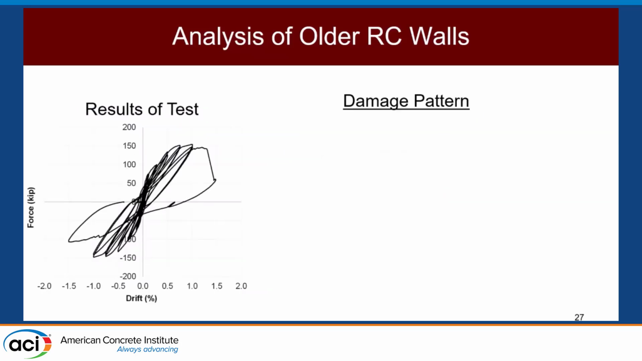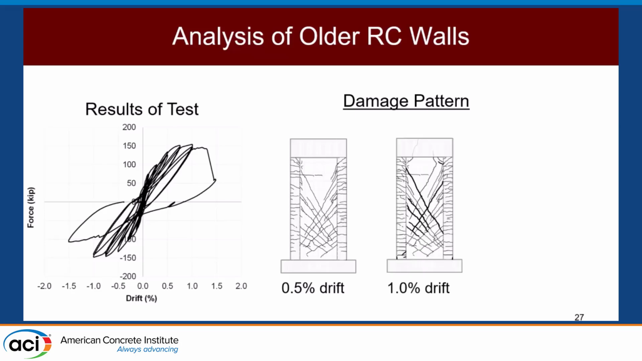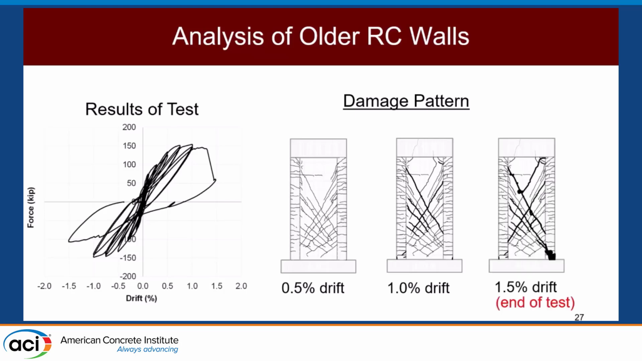And this was our experimental test result. And you can see the progressive damage pattern here. We ended up with a lot of diagonal cracks, and they just kept propagating up the wall. And then we had much more localized cracks, and these crack widths started opening more and more until eventually we ended up having a brittle toe failure at the end with a bunch of concrete crushing.